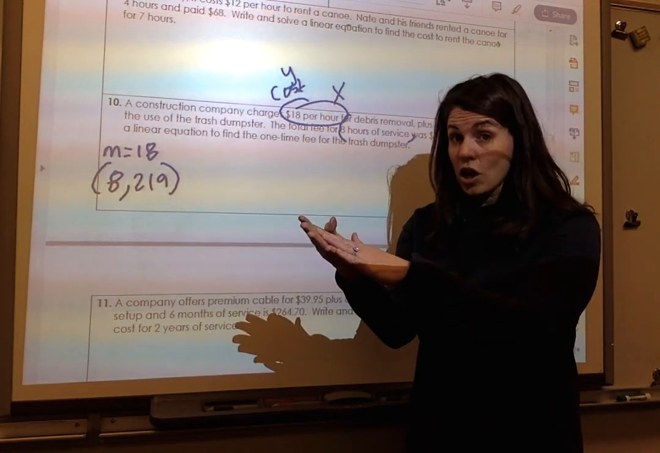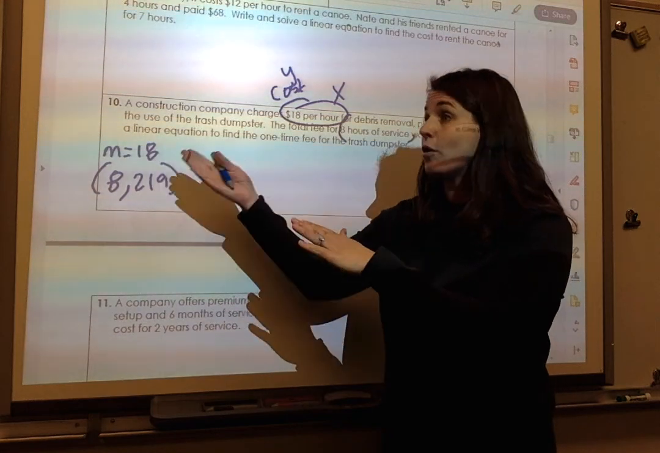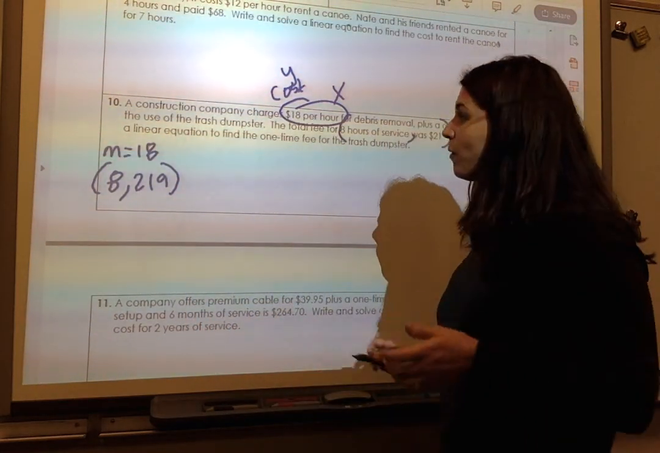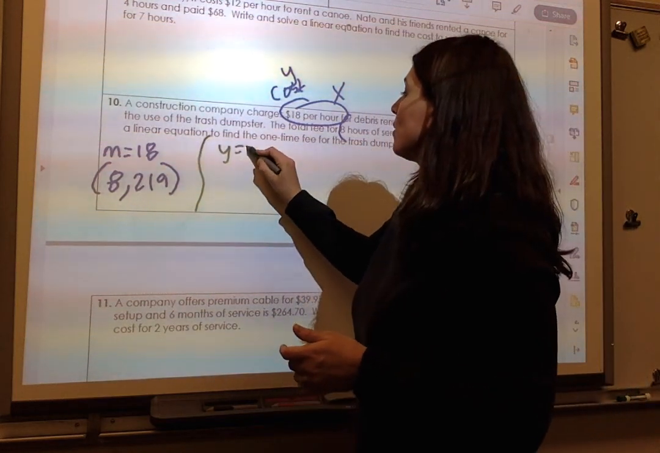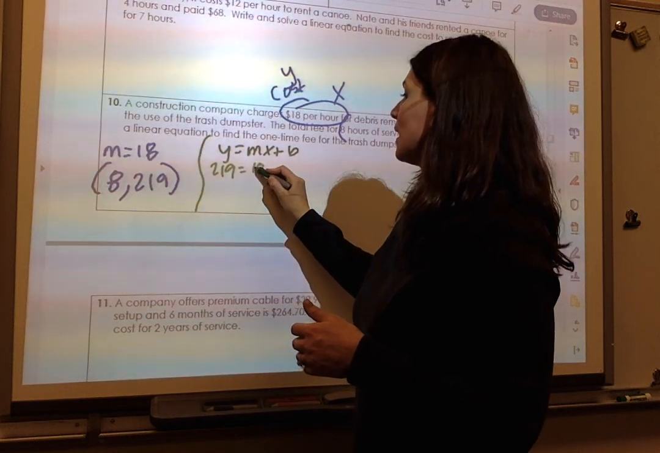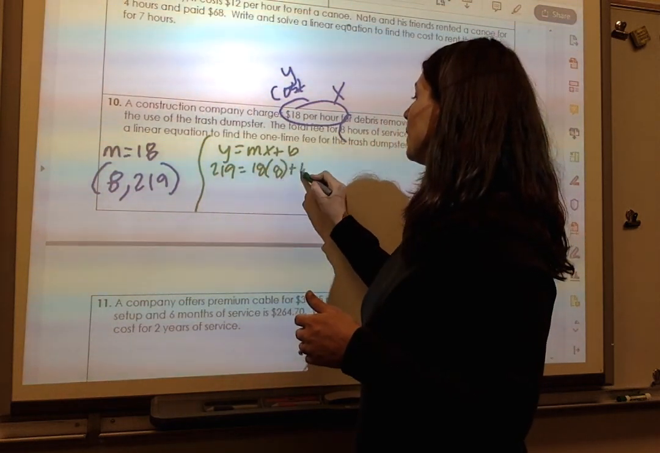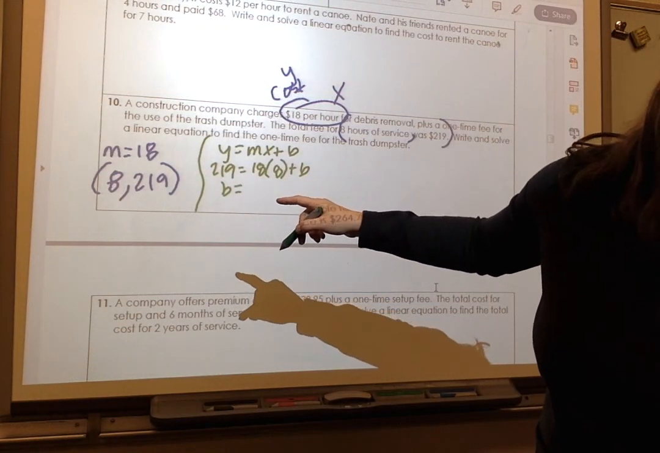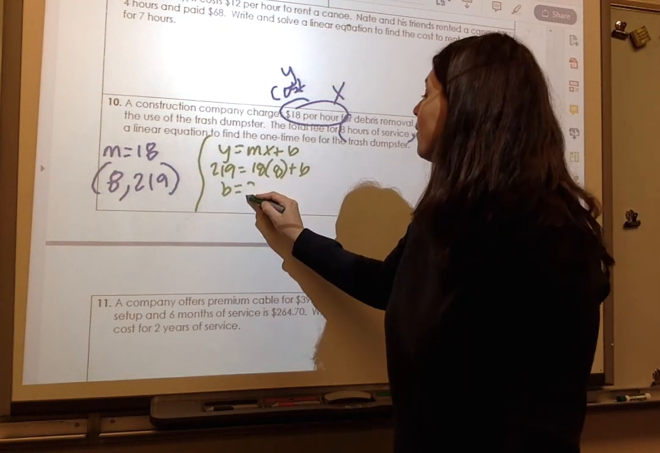Now it's given me a slope and it's given me a point. So now I just use whatever way I used before. Y equals mx plus b is what I'm going to do, and I'm just going to plug in. 219 equals 18 times 8 plus b, and with the magic of television, I'm going to tell you that your beginning point here is 75.